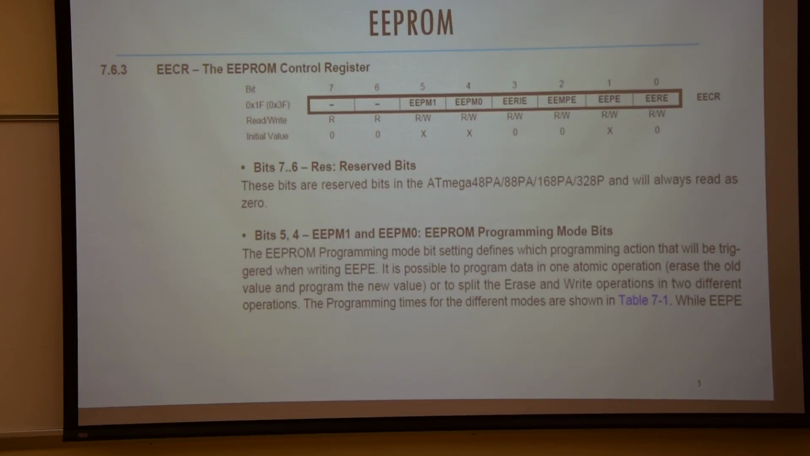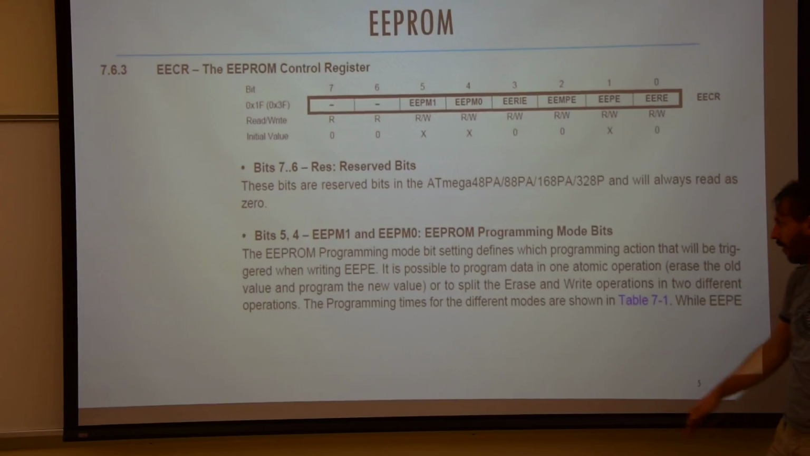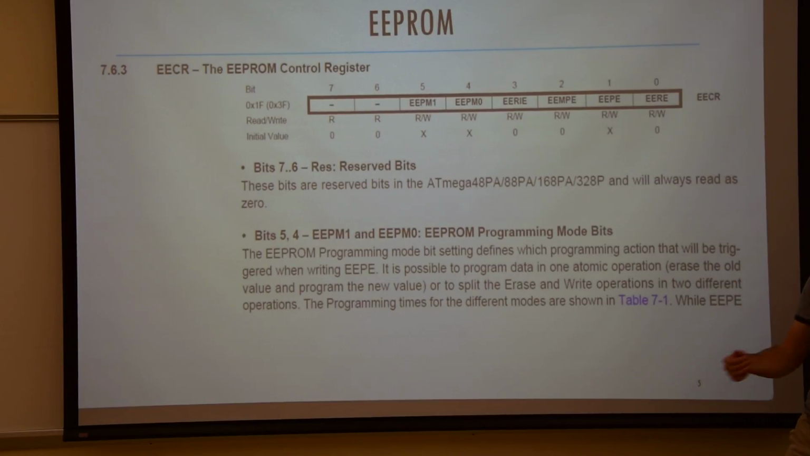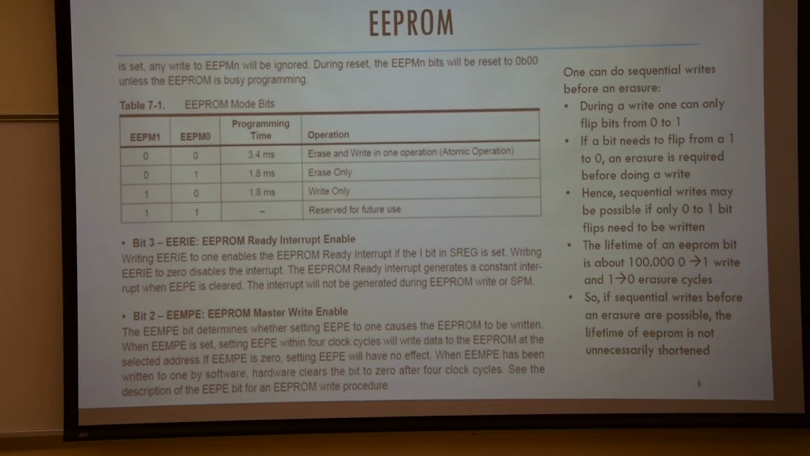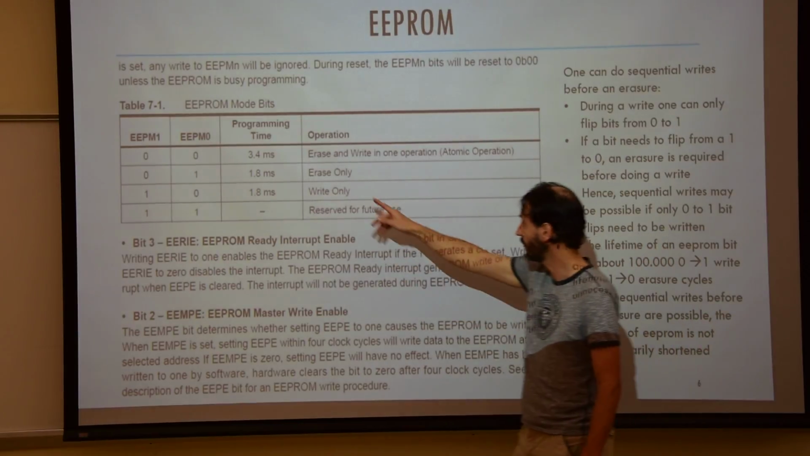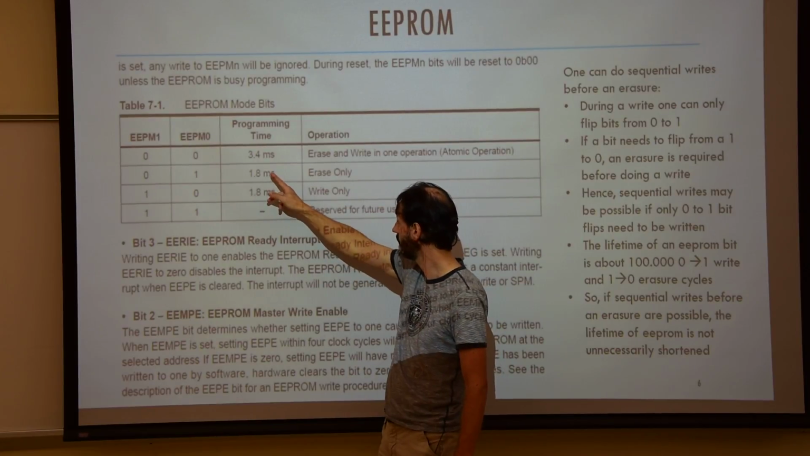You quickly want to move through, you quickly want to read this, but there are certain possibilities. It's possible to program data in one atomic operation, or to split the erase and write operation, for example, in 2 different operations. So if you write to EEPROM, you first erase it, and then you write the data value. And you can split that in 2 separate components, as opposed to having it done in one atomic operation. So different choices, and this particular table tells you what is possible. So here it is. We do the erase and the write in one operation, 3.4 milliseconds. It's actually quite significant.